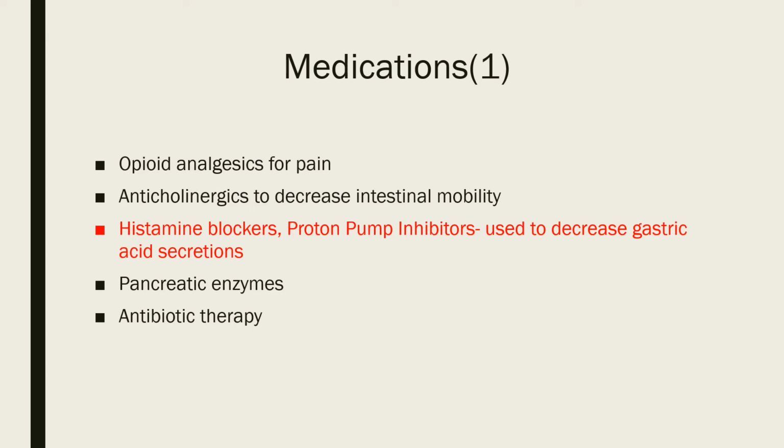Ladies and gentlemen, listen up, and then listen up one more time. Medications. We are going to use opioid analgesics for pain. We may use anticholinergics to decrease intestinal motility. Histamine blockers, the PPIs, proton pump inhibitors, may be used to decrease gastric acid secretions, pancreatic enzymes, and then antibiotic therapy.